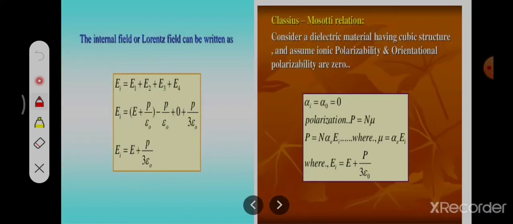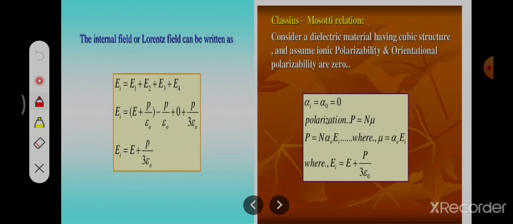The internal field or Lorentz field can be written as EI is equal to E1 plus E2 plus E3 plus E4. From this, EI is equal to E plus P divided by epsilon naught minus P divided by epsilon naught plus 0 plus P divided by 3 epsilon naught. And we get the internal electric field EI is equal to E plus P divided by 3 epsilon naught.